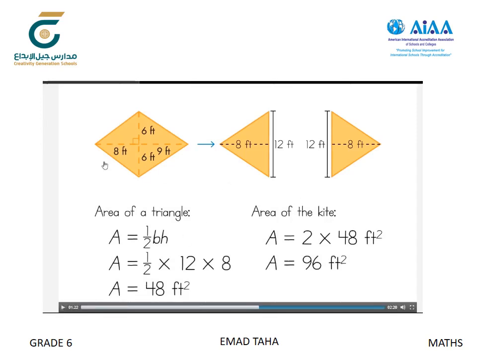Look here. When we divided the shape into two triangles, the first triangle has height equal to 8 and its base equal to 12, yes, and the second triangle has base equal to 12 and height equal to 9, not 8. So it's wrong to find the area of one triangle and multiply it by 2 because they have different heights. Here 8 and 9, but here 8 and 8, it's wrong.